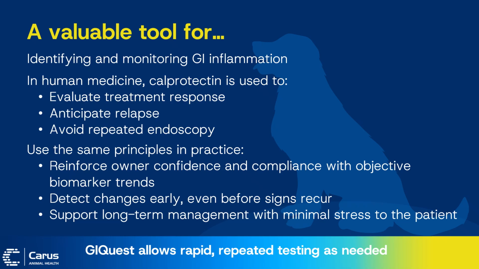Now, as I've said, in human medicine, calprotectin is used to evaluate treatment response, anticipate relapses, and avoid repeated endoscopy. And we can use those same principles in veterinary practice. We can reinforce owner confidence and compliance with these objective biomarker trends. We can detect changes early, even sometimes before signs reoccur. And we can support long-term management with minimal stress to the patient and to the client as well.